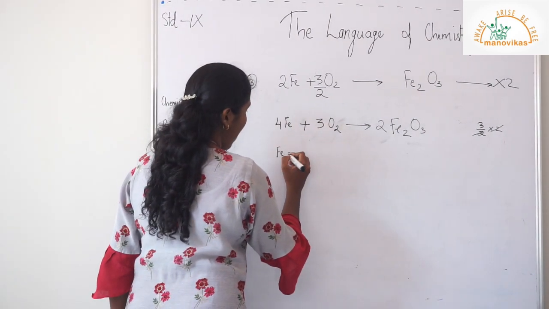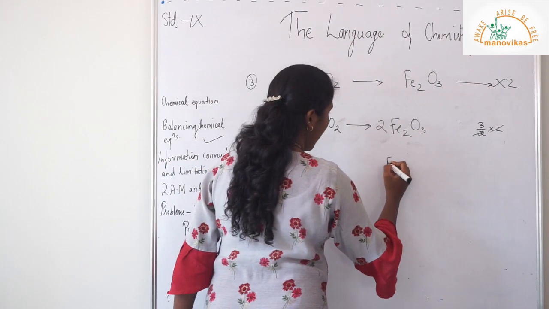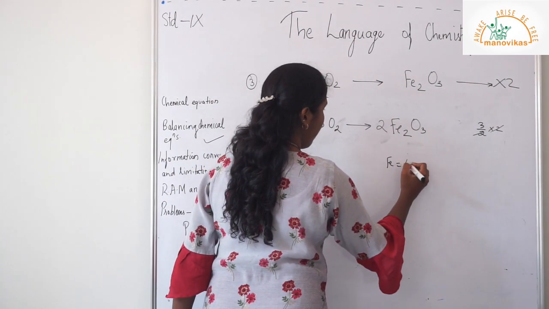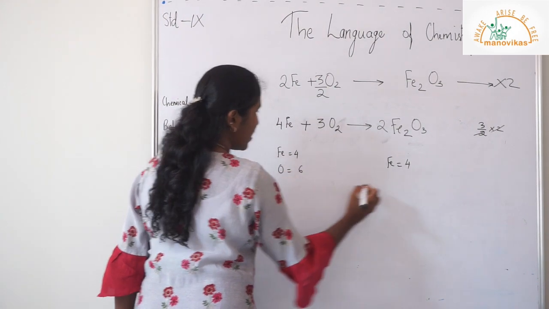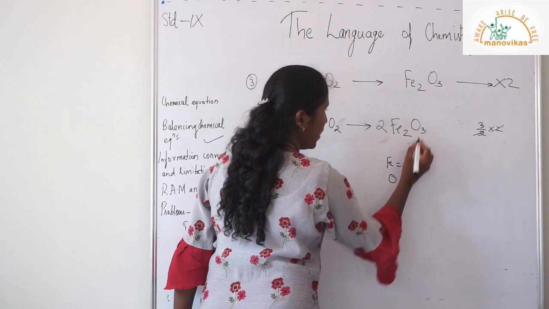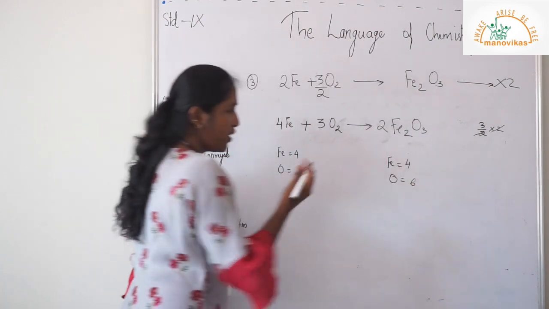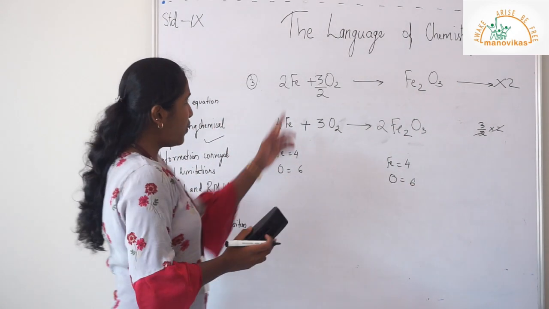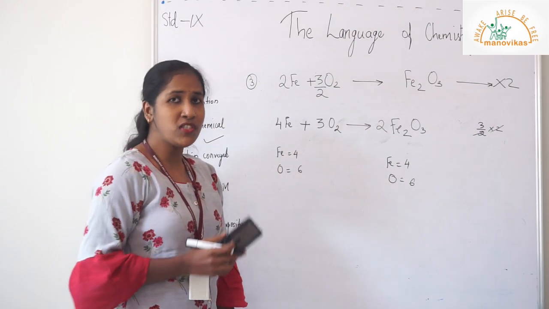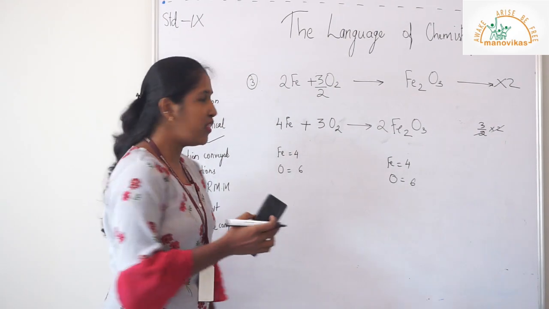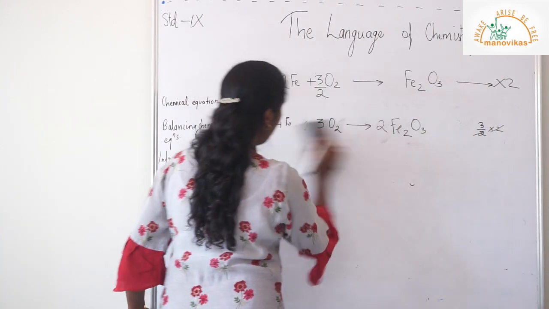Fe, you have 4. Here also Fe is 2 twos are 4. Oxygen, 3 twos are 6 and here oxygen 3 twos are 6. So the equation is balanced. So you can use a fraction, but remember you cannot keep it in a fraction. You have to convert it into whole numbers. Let's take one more example.